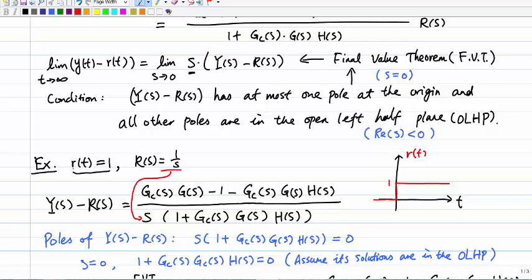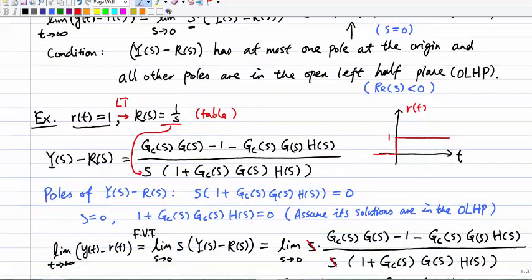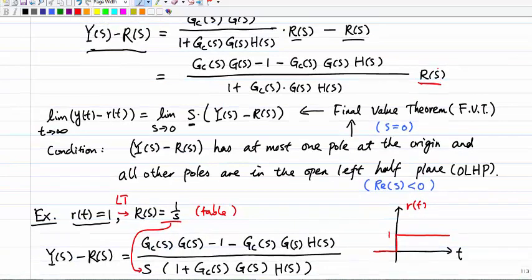When you do the Laplace transform of this r(t), you get R(s), which in the s domain is 1 over s. You can use a table to find that. Once we have that, I can write Y(s) minus R(s) as all the stuff over here. So what I do is I just replace this R(s) by 1 over s. So it's divided by s right over here. So it's Gc(s)G(s) minus 1 minus Gc(s)G(s)H(s), divided by s times 1 plus Gc(s)G(s)H(s). The difference is I just replace, like I mentioned, the R(s) by 1 over s.